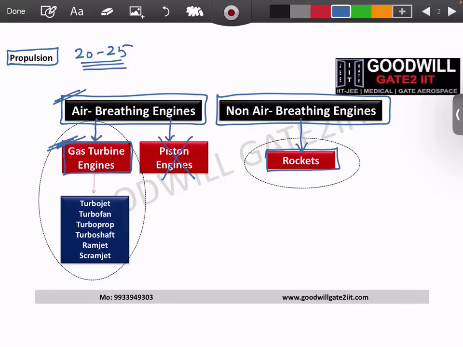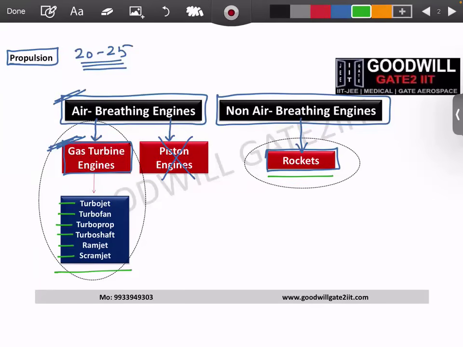In gas turbine engine, what we need to discuss are various kinds of engines. So turbojet, turbofan, turboprop, turboshaft, ramjet, scramjet. There are all these kinds of engines. So at least once we start propulsion, we should know what your whole propulsion syllabus will look like. So you will be talking about everything related to these engines, rockets, and your gas turbine engine family.